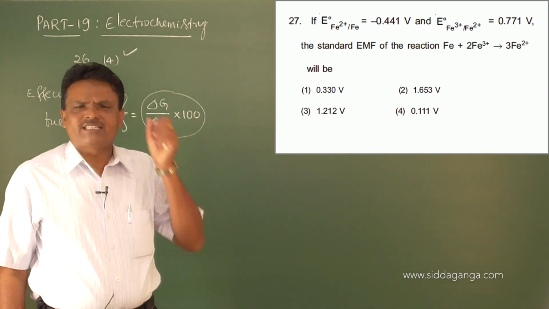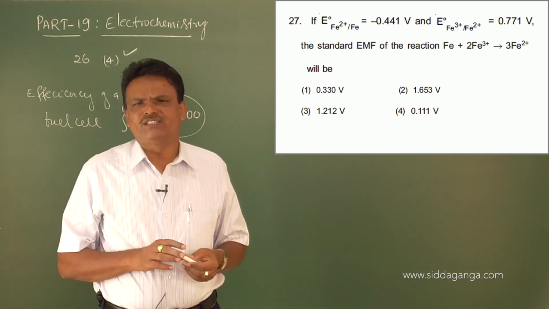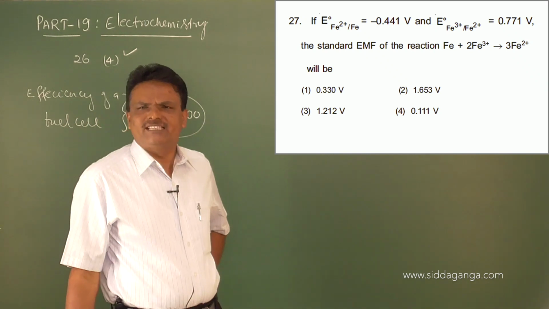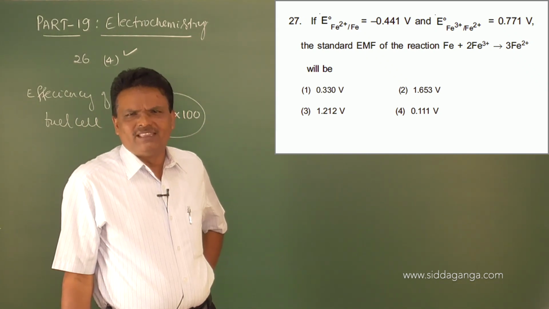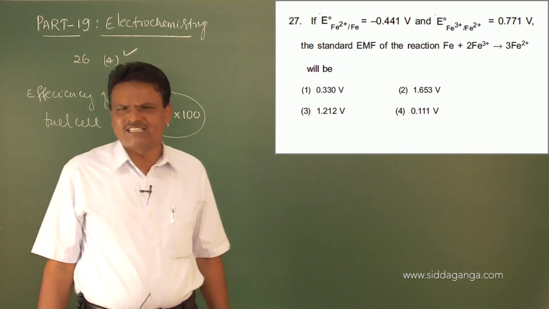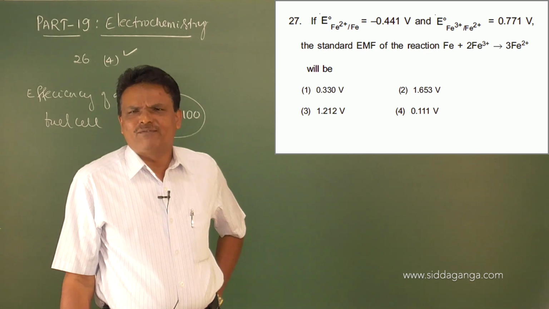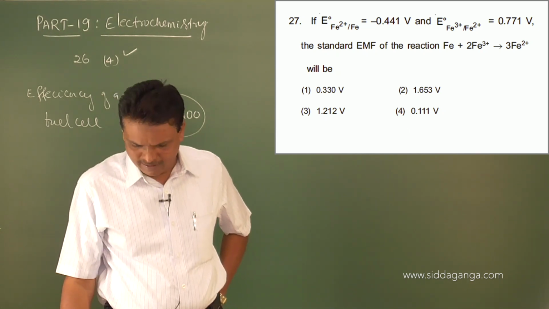Question number 27. If the standard reduction potential value of Fe plus 2 is minus 0.441 volts and Fe plus 3 is 0.771 volts, the standard EMF of the cell in which Fe plus 3 will give rise to 3 Fe plus 2 will be.